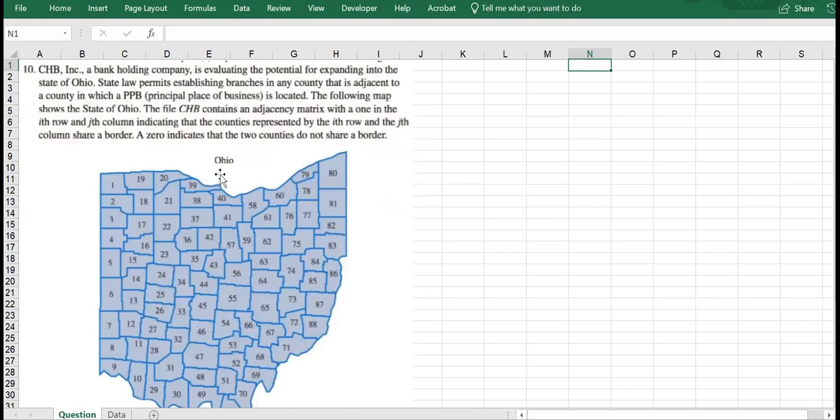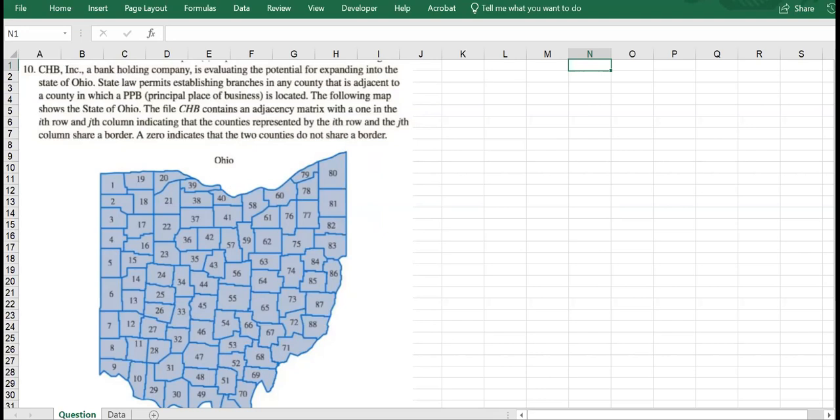For the CHB bank, they're evaluating the potential for expanding their operations into the state of Ohio, which has 88 counties. Similar to the example that we solved before, the question they want to answer here is in which of these counties they have to open a PPB in order to be able to cover the whole state, all right?